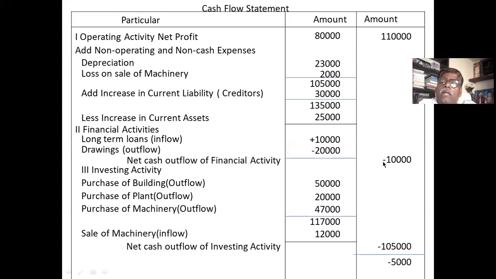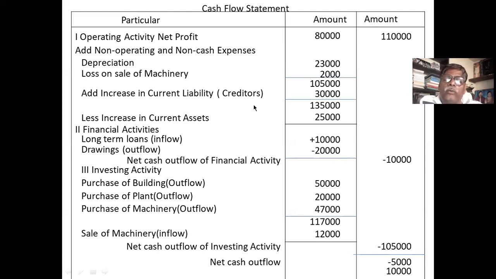1,10,000 plus is there, minus 10,000, minus 1,05,000. So difference is minus 5,000. So minus 5,000 is called as outflow. Remember this: a minus answer is outflow. So net outflow of cash is 5,000.